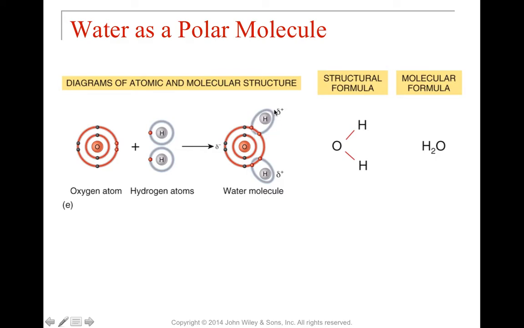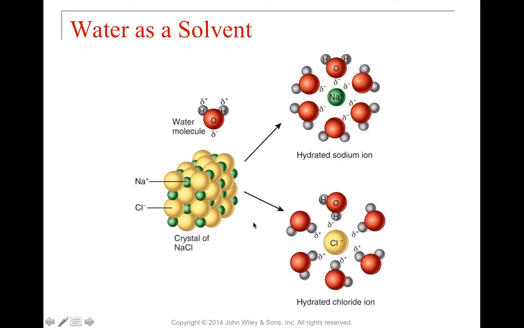Negative electrons spend less time around hydrogen, so we have a partial positive charge. Again, our structural formula is depicted here with two single bonds, one between each of the hydrogens and the main body of the oxygen. And the molecular formula you may recognize here as H2O.